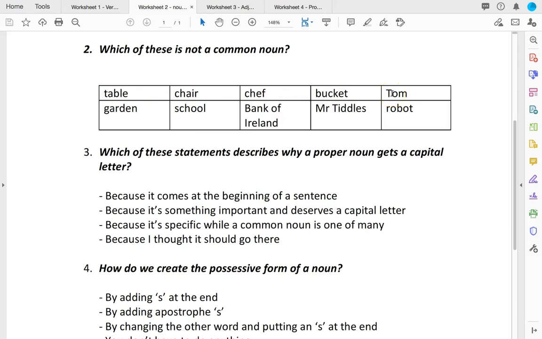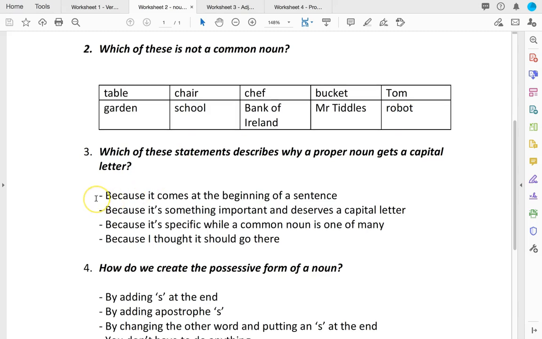They are things, they are not specific. It could be any table, any chair, any chef, and any bucket. Tom is a name of a specific person, so it takes a capital T. Similarly, garden, school, and robot are common nouns, whereas Bank of Ireland and Mr. Tiddles refer to specific things.